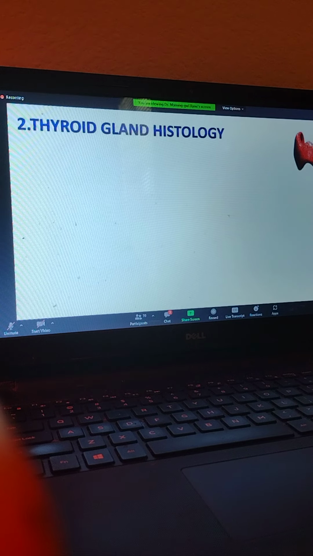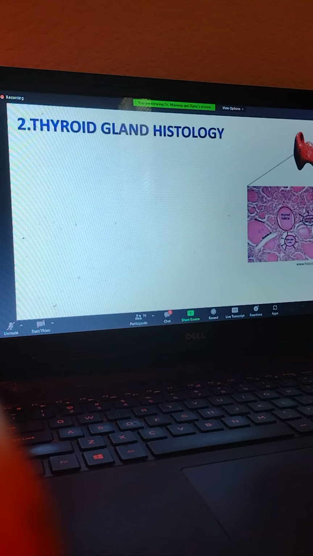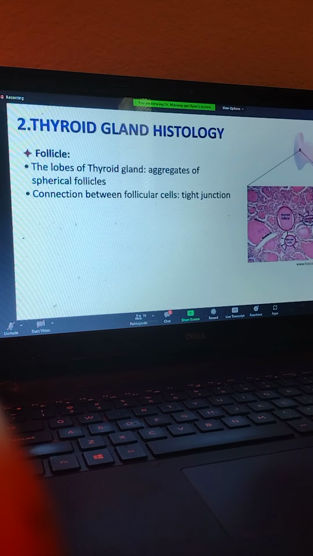And the histology. If you're looking at the histology slides here, we can see the various components. The first one is the follicles. So we have follicles like this. There are numerous follicles in the thyroid gland. Okay. So the lobes of the thyroid gland are basically an aggregate of spherical follicles like this, lots. And then each follicle is composed of follicular cells, and each follicular cell is connected to each other very, very tightly.